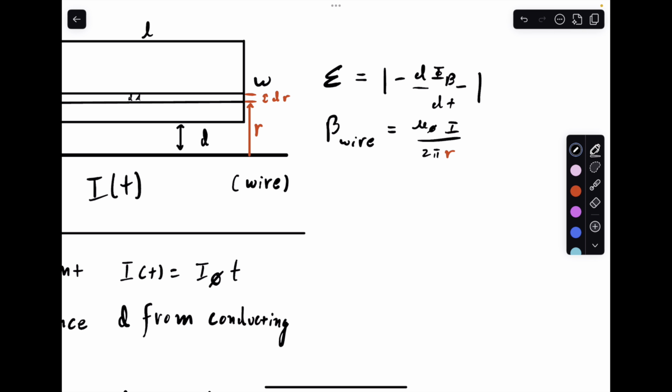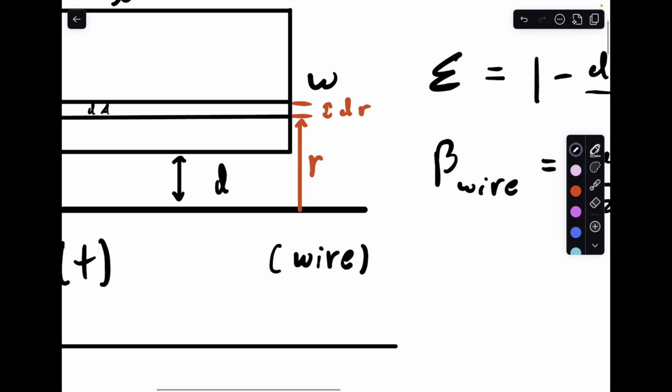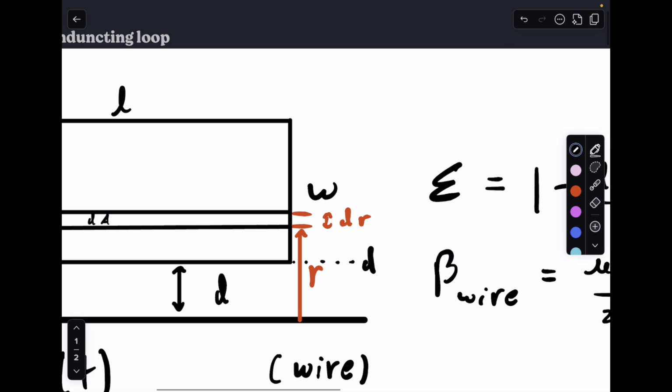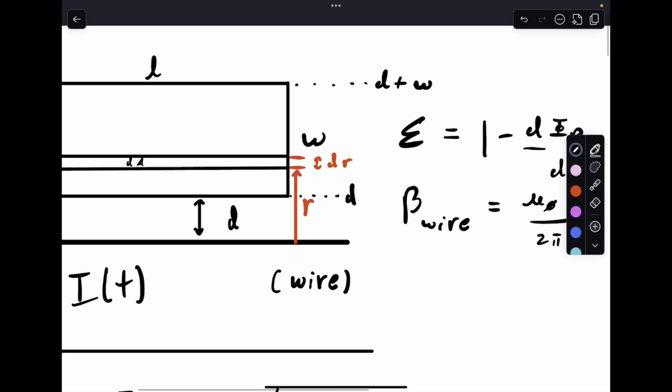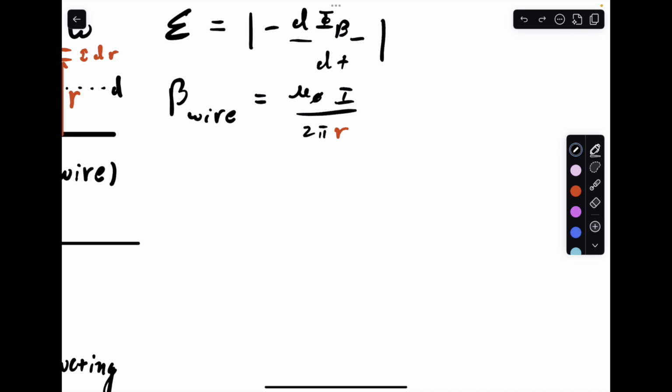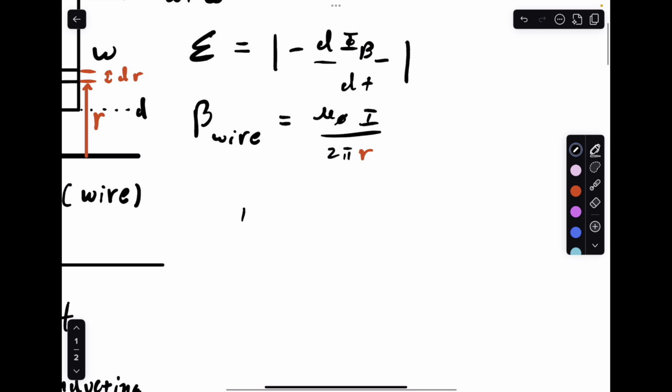So we need to realize that the radius varies along this entire width, starting from a radius of d and ending at a radius of d plus w. And all you need to think here is, how am I going to get the total flux if the flux varies? This is where the integral calculus definition of flux comes in. I'm going to derive two ways to get to that definition.